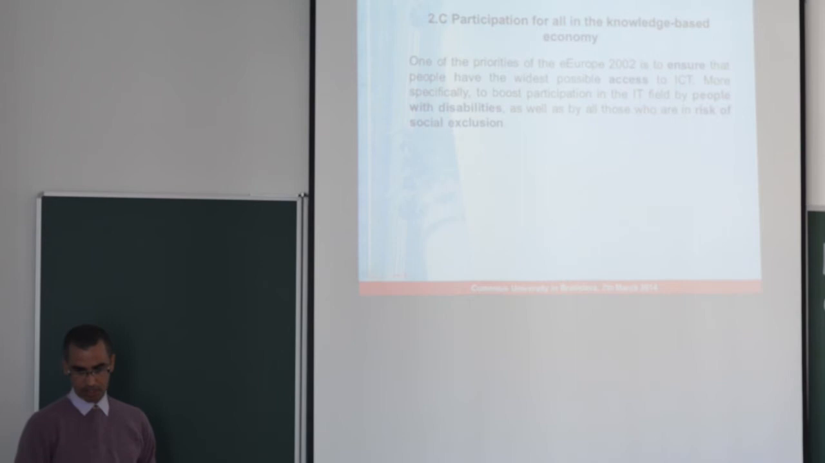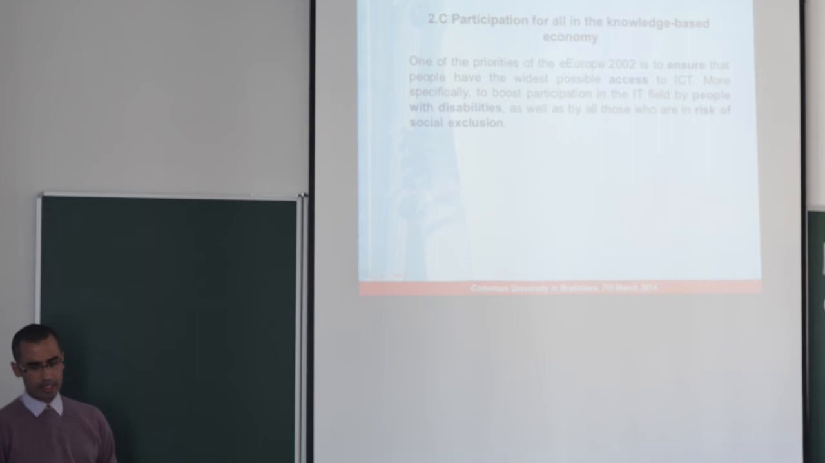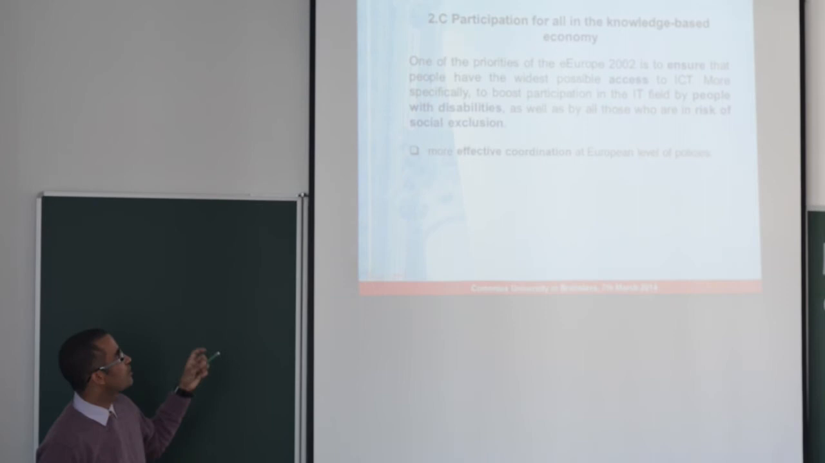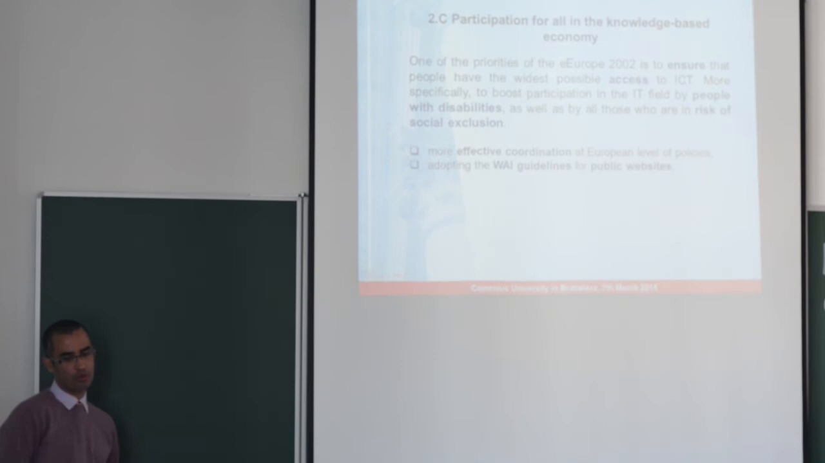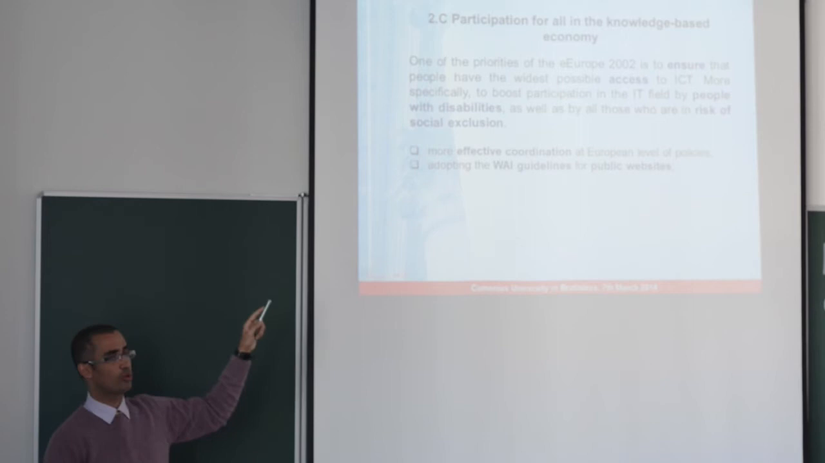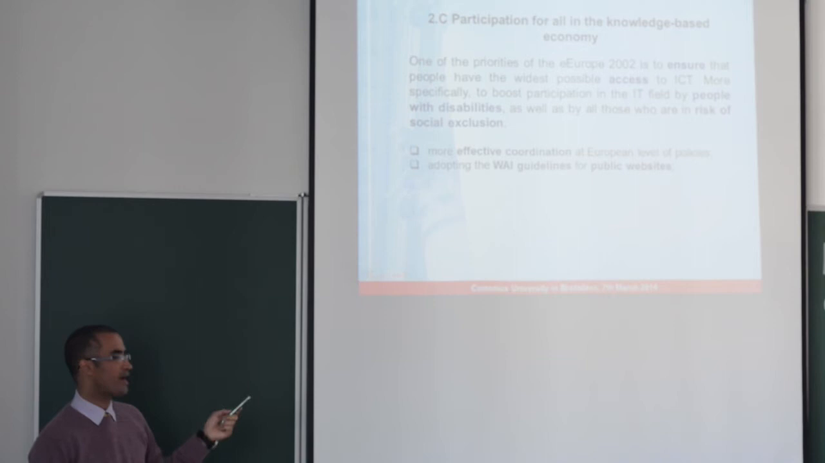So, one of the priorities of eEurope 2002 was to ensure that people have the widest possible access to ICT. More specifically, they were focused on disabled people, as well as other groups which were at risk of social exclusion. But how did they try to minimize these problems? By having a more effective coordination of policy at the European level in order to reduce info-exclusion, adopting the Web Accessibility Initiative guidelines for public access. In this case, it was related to all administration websites, trying to make them accessible for everybody, disabled people and everybody.